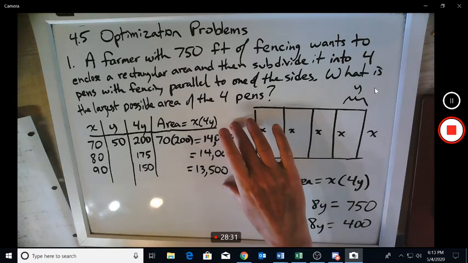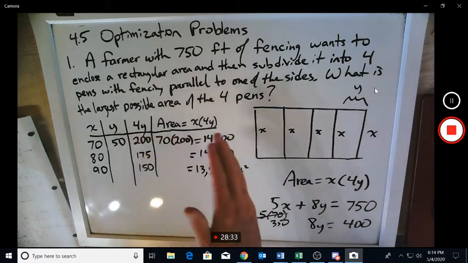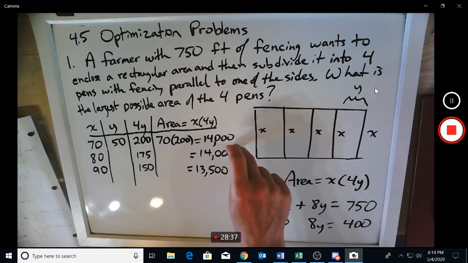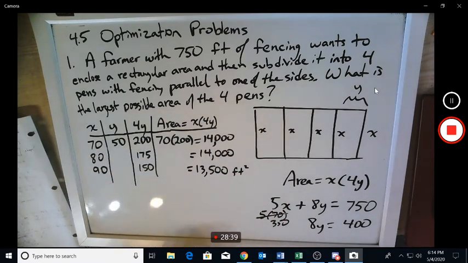But that would be kind of assuming that I would get some kind of parabolic shape, some kind of highest point, maybe halfway in between 75 and 80. And that would be my optimal kind of thing. But just by plugging in some values, we can start to get a feel for the area of fencing that we can get with this.